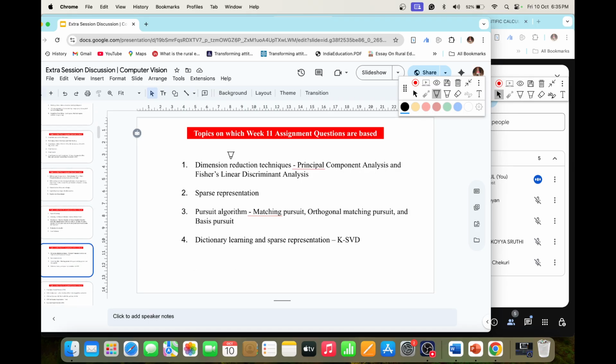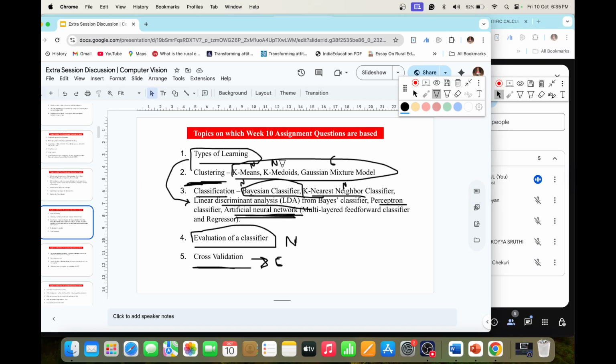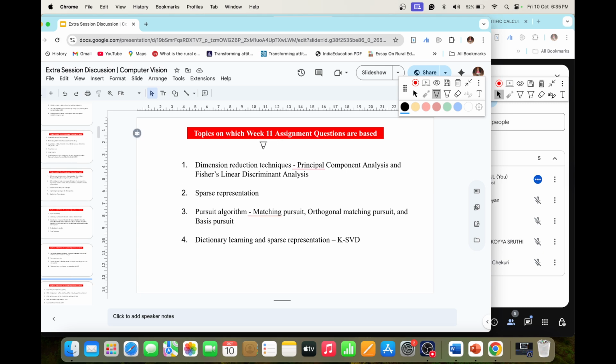And then week 11, we are moving from these different types of learning to dimensionality reduction. Okay, so for dimensionality reduction, you have PCA, that is principal component analysis, but we also have Fisher LDA. These two are very important from your numerical point of view, both principal component analysis and Fisher LDA. So please go through them.